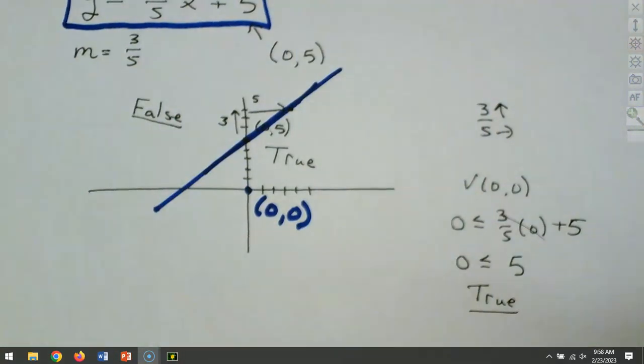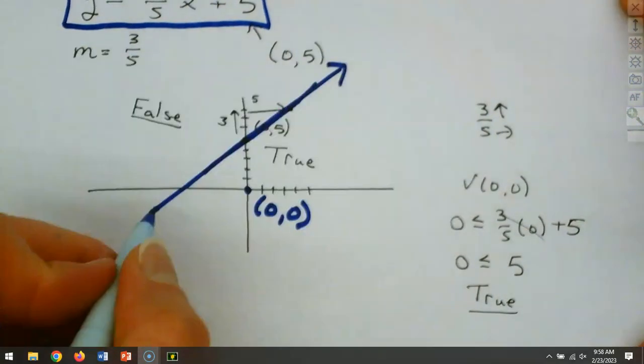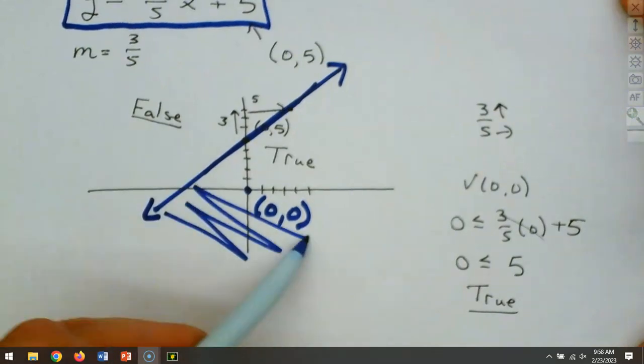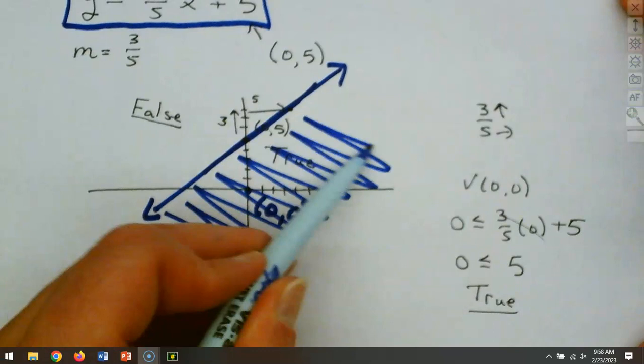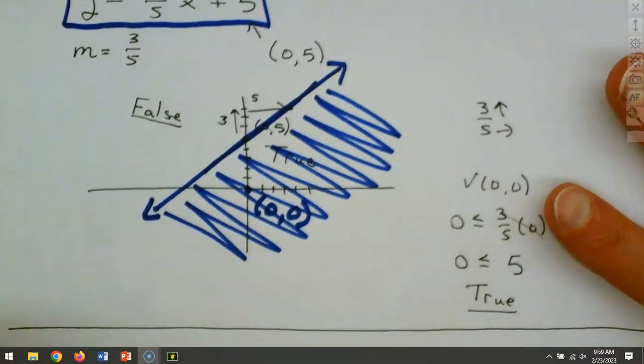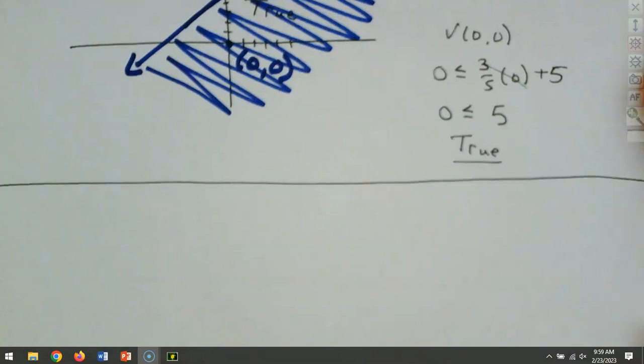Now, where we shade is we shade the true regions. And so where is it true? Well, it is true down below. So we shade below the line because that half was true. So they're not bad at all to really work out and do. Let's try another one.